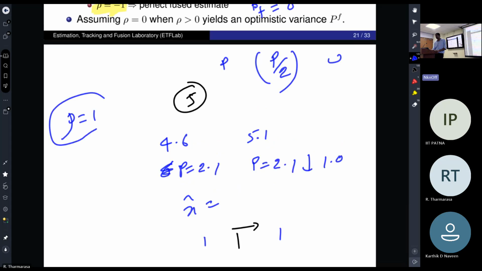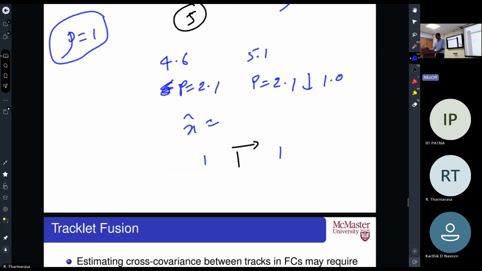Can you give me an example in which the correlation is 1? What does it mean? Correlation 1 means what? Let's say the actual value is 5. The first estimate, x1, is 4.6. What is x2 if the correlation is 1? If the correlation is 1, that's also going to be 4.6. That's why you don't get any benefit out of it, right? So that way, the covariance won't reduce further. That is correlation 1.